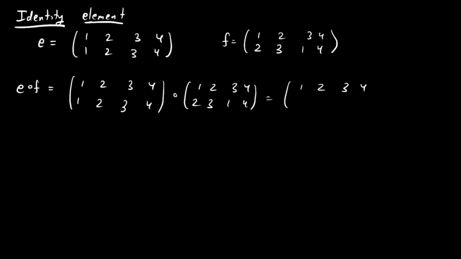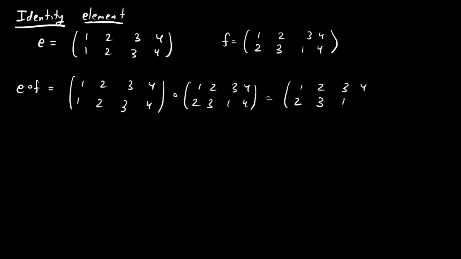Just to check that this works, let's do a test on this element right here that we've been working with, f. So I'm going to do E composed with f. If I want to do E composed with f, where does 1 go? Well, f sends 1 to 2, and then E sends 2 back to 2. So 1 goes to 2. Where does 2 go? f sends 2 to 3, and then E sends 3 to 3. So in the end, 2 goes to 3. Where does 3 go? f sends 3 to 1, and E sends 1 down to 1. So 3 goes to 1.